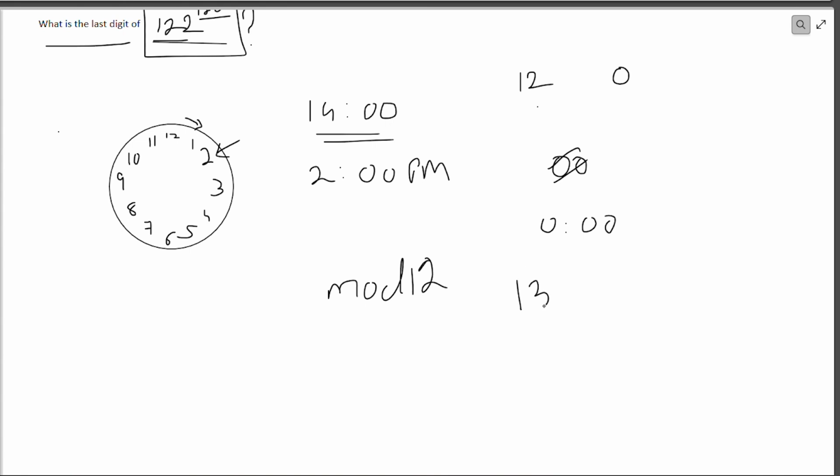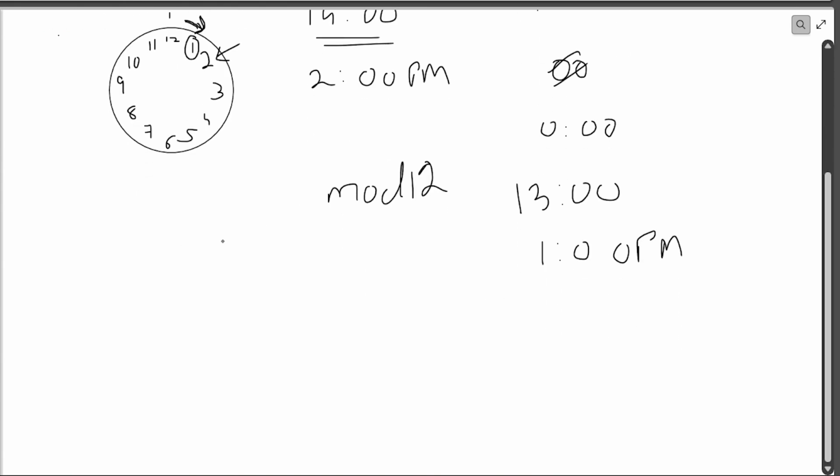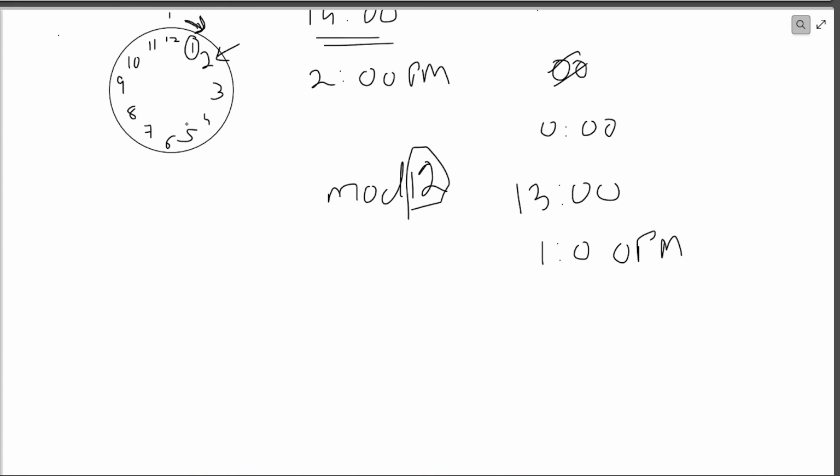And whenever we reach 13, we know that we have reached 12 once and then we have circled back and we have gone one more unit ahead, and we have reached 1. So 13 is nothing but 1 p.m. So modular arithmetic is just going in circles around a specific value for the mod. So for a clock, it's mod 12, but you can have any value over here.